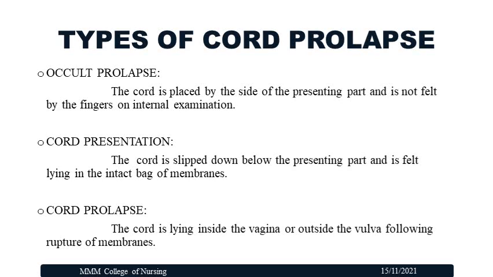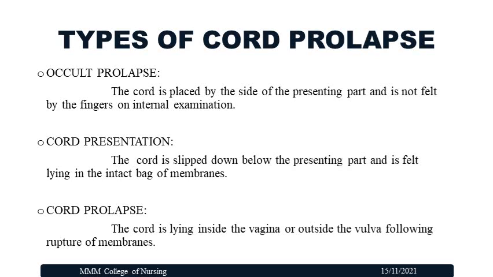Next, we can see the types of cord prolapse. In the types, there is occult prolapse, cord presentation, and cord prolapse. In case of occult prolapse, the cord is placed by the side of the presenting part and is not felt by the fingers on internal examination. We cannot feel the cord when we insert our fingers during internal examination.